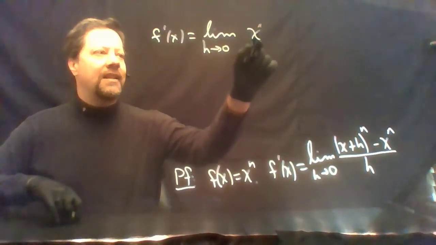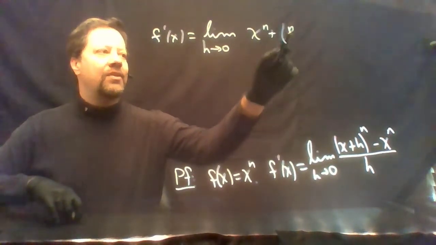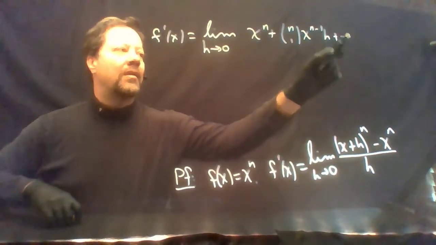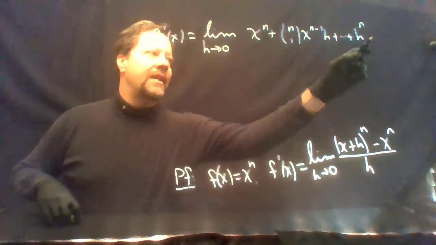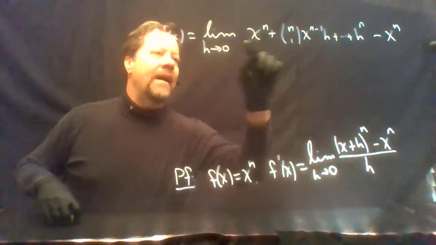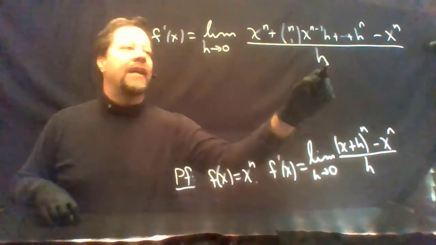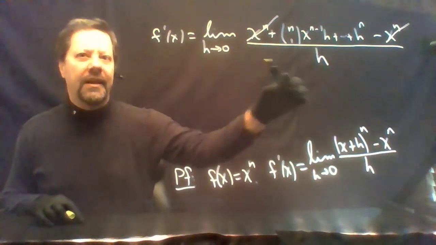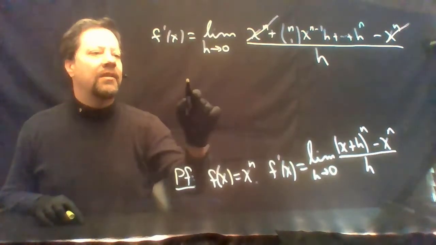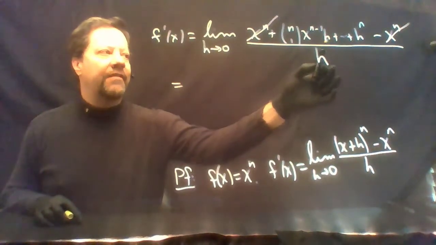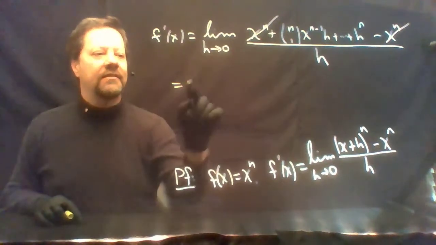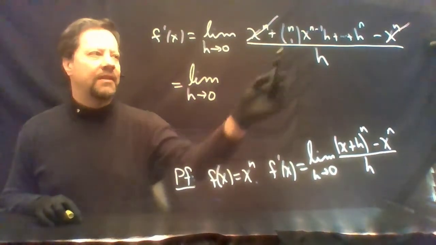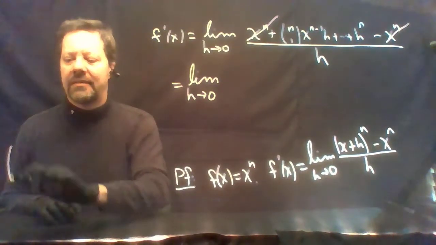We'll have x to the n plus n choose 1, x to the n minus 1 h, plus all the way down to h to the n, minus x to the n, all over h. The x to the n's cancel. On every term that remains, we have a common factor of h that can be factored out. We'll have the limit as h goes to 0. And what is n choose 1?